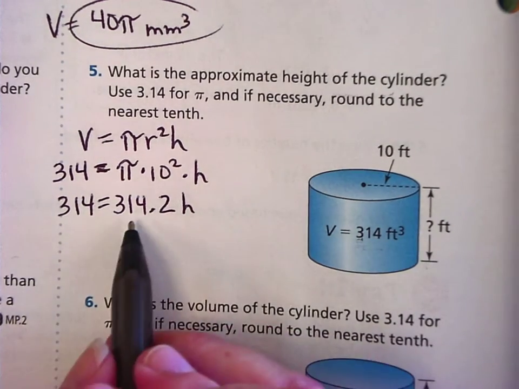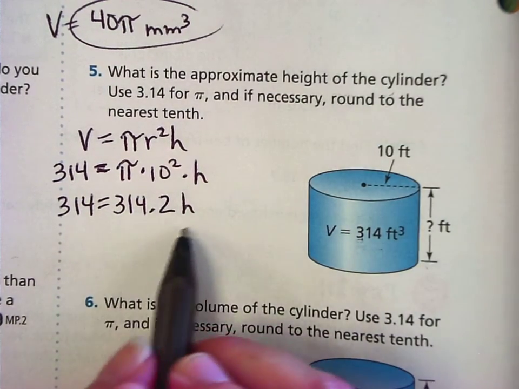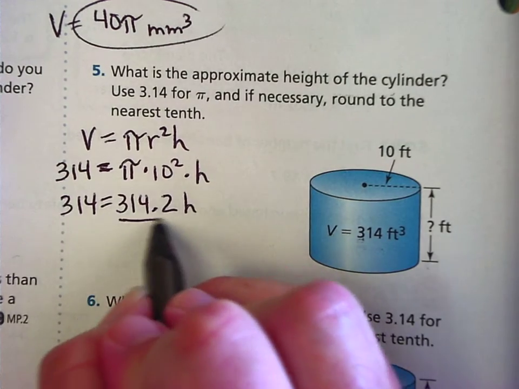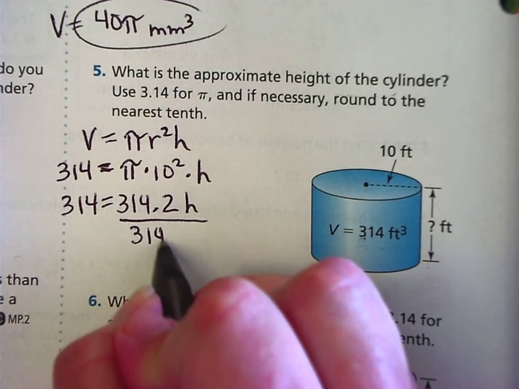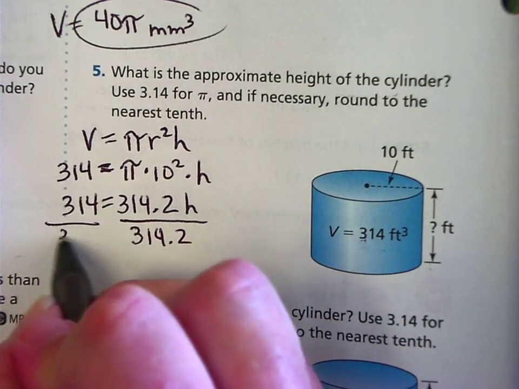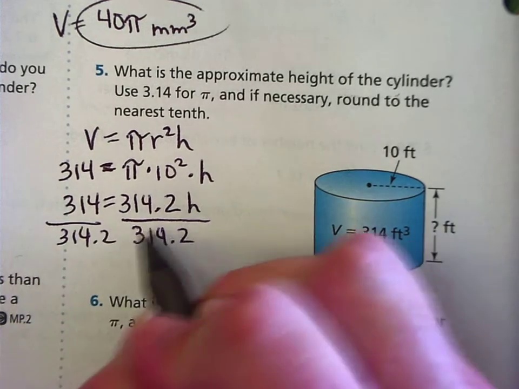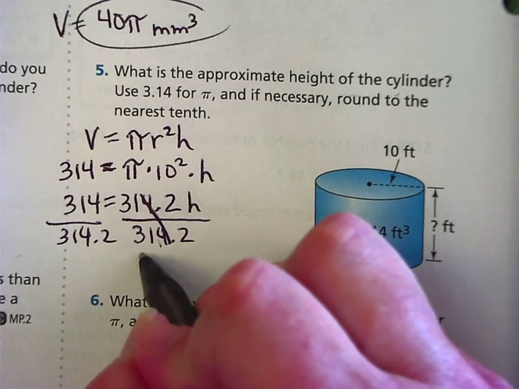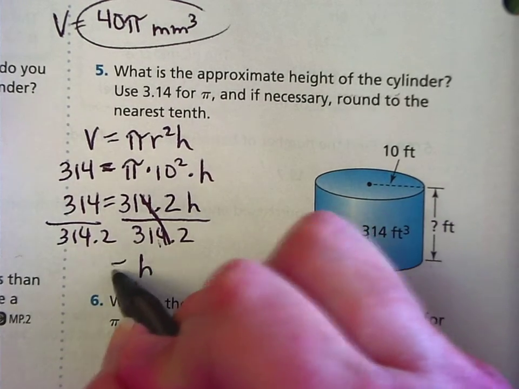Now, because these two are next to each other, and that means multiply, we're going to divide. We're going to do the inverse operation. So divide both sides by 314.2. So now this divided by itself is 1, and we have 1h. We have the height.